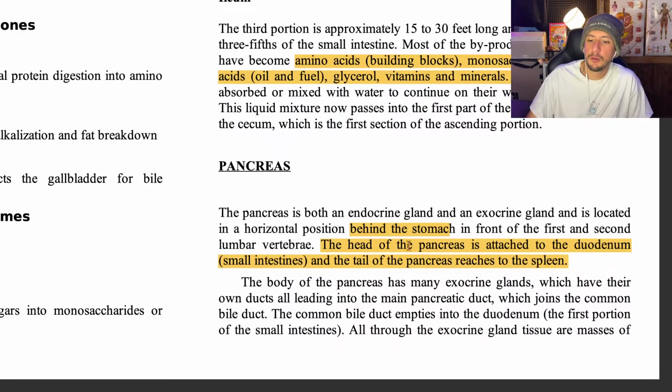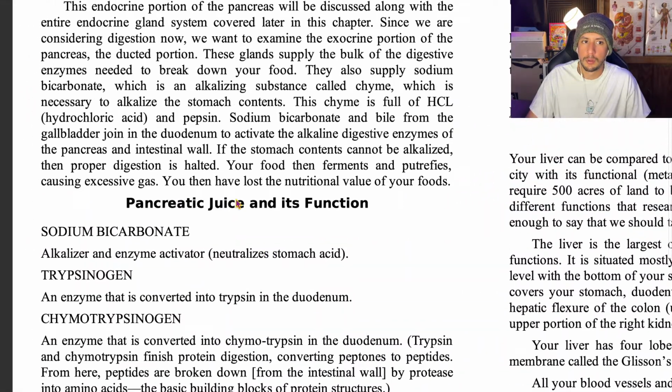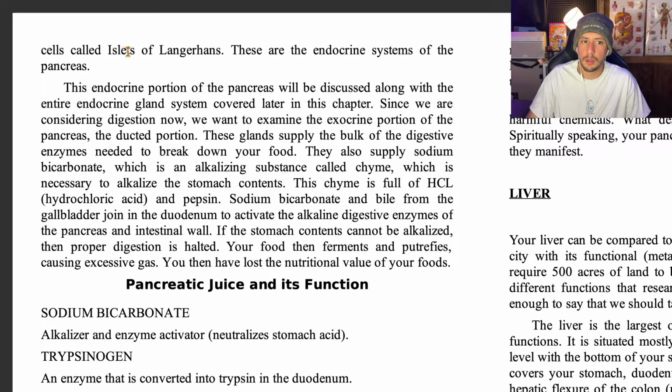The body of the pancreas has many exocrine glands, which have their own ducts, all leading into the main pancreatic duct, which joins the common bile duct. The common bile duct empties into the duodenum, and all through the exocrine gland tissue are masses of cells called islets of Langerhans. These are the endocrine system of the pancreas.